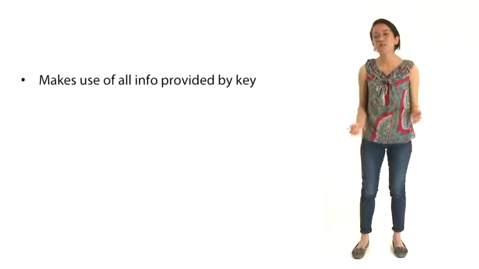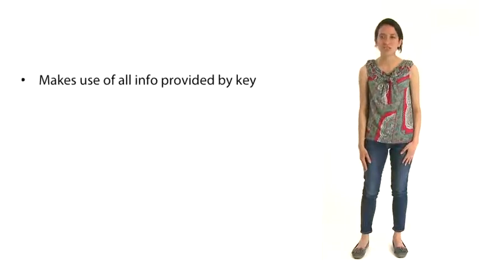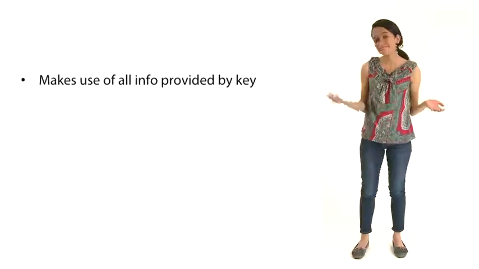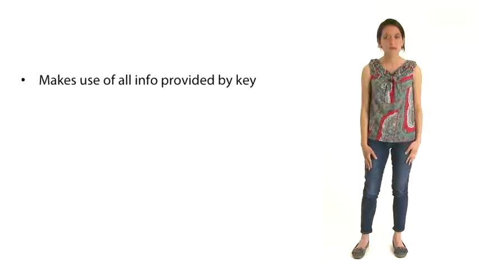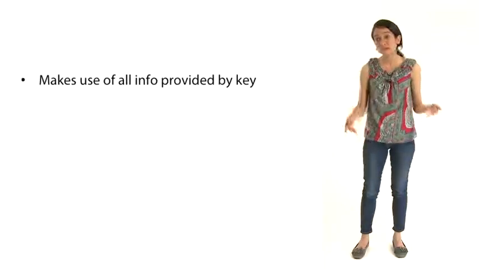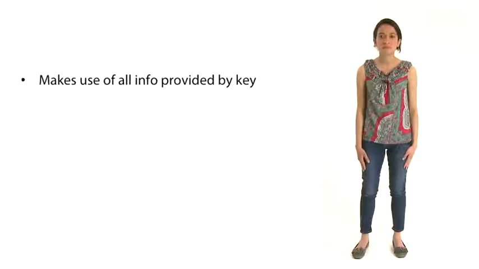Here are some properties of good hash functions to keep in mind. A good hash function should make use of all information provided by a given key in order to maximize the number of possible hash values. For example, if we had two strings, cat and caterpillar, we'd want them to hash to different places on the table. If our hash function only took into account the first 1, 2, or even 3 letters of the strings, a collision would occur, since both words start with the same 3 letters.